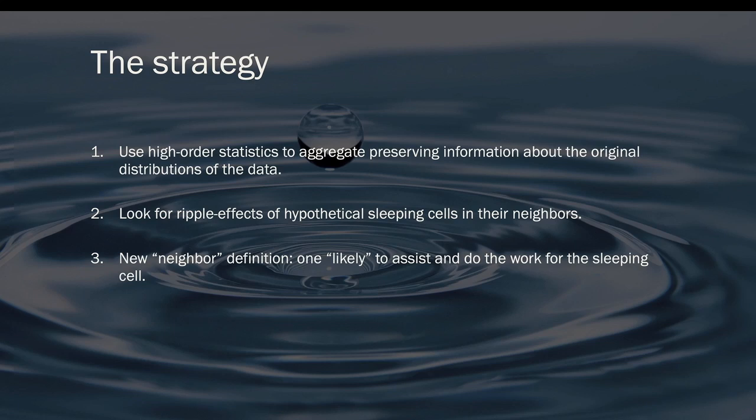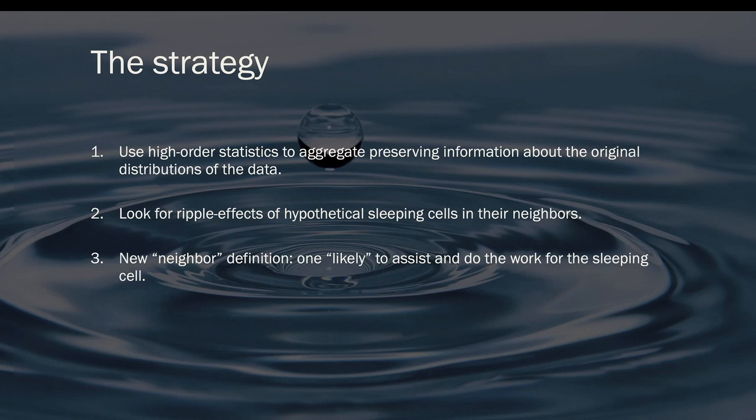Our strategy to tackle these issues consists firstly of using high-order statistics to aggregate data in an effort to keep as much information as possible about the shape of the original distribution of the data. We aggregate by computing not only means and variances, but also asymmetry, percentiles, among others. We chose to look not only at the cell hypothetically sleeping, but also at its neighbors.